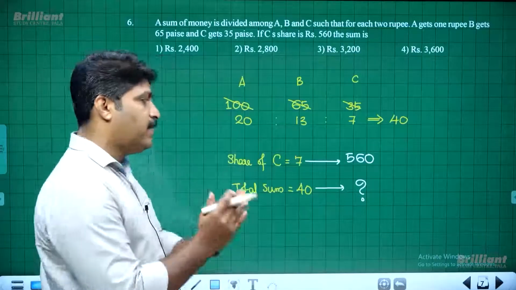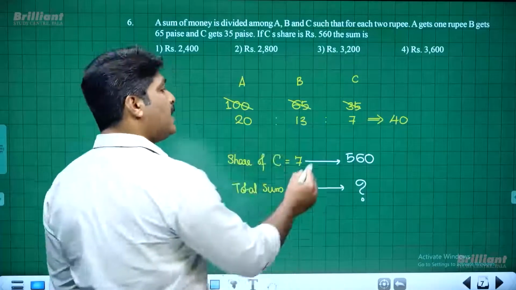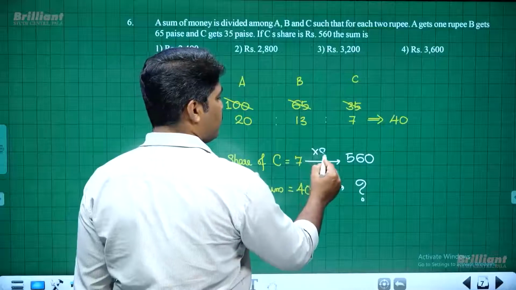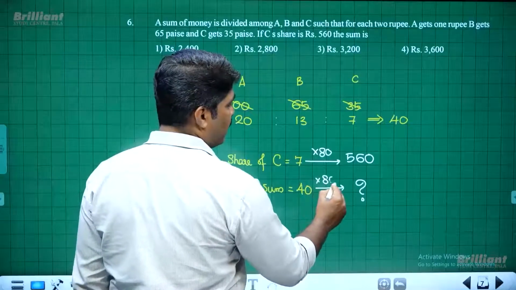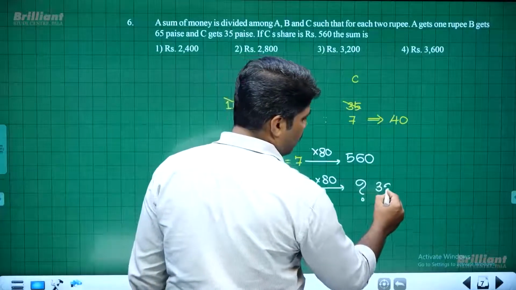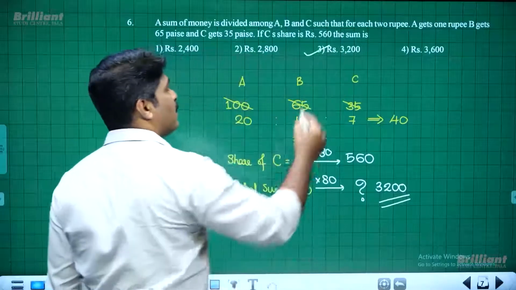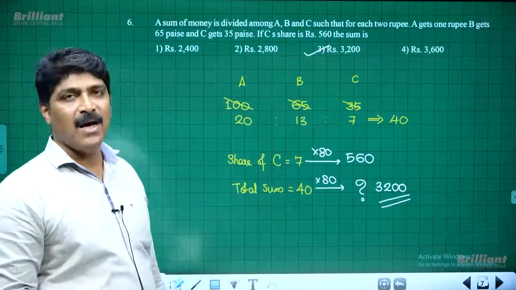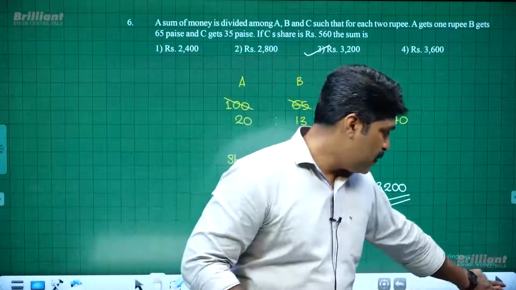You just simply observe it. The 7 into 80 will make 560. Got it? Similarly, this 40 into 80 we just consider. So what is the value here? This is 3,200. So the answer is option 3. Okay, then move to the next question.